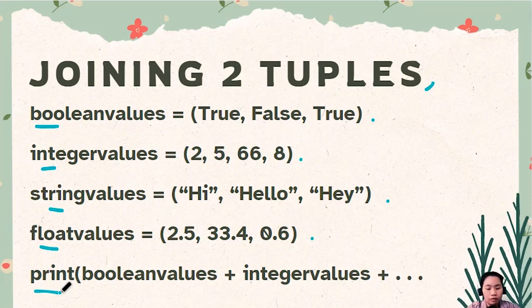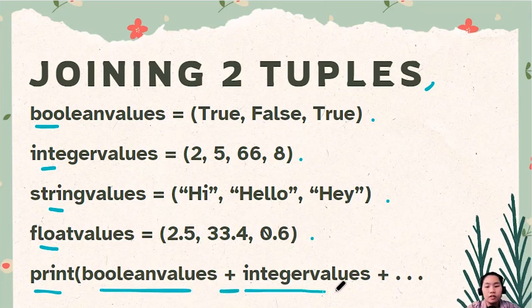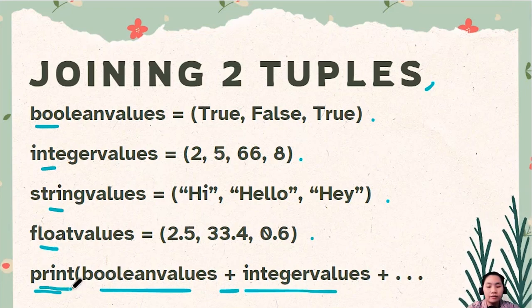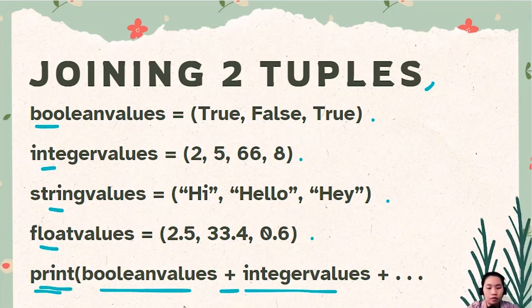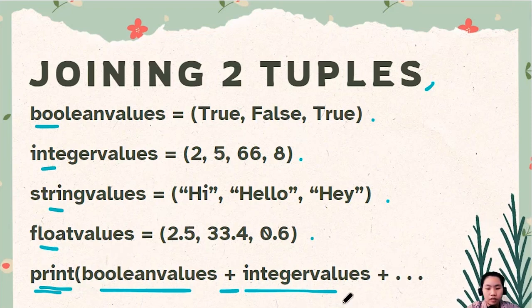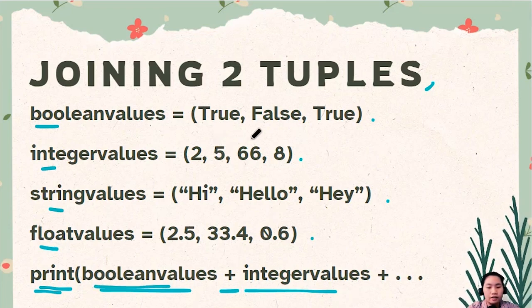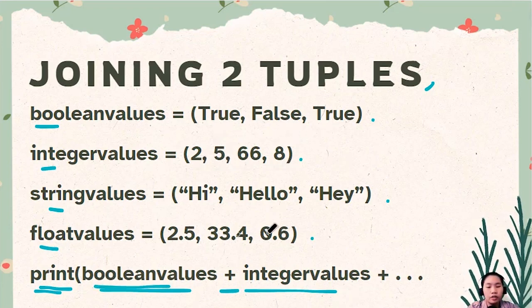And you can write it Boolean values plus integer values, just like what I did here in the print line. And what do you think will be the result of joining tuples this way? Well, since I wrote Boolean values first, we're going to have true, false, true, and then 2, 5, 6, 6, 8. All of this will be joined into one data set, one tuple, basically.